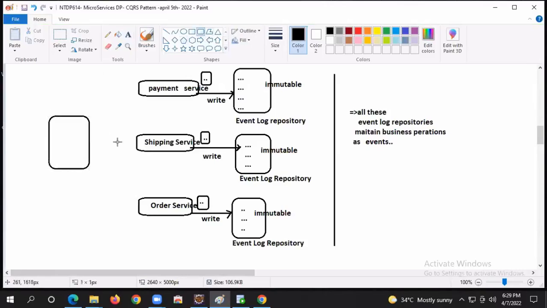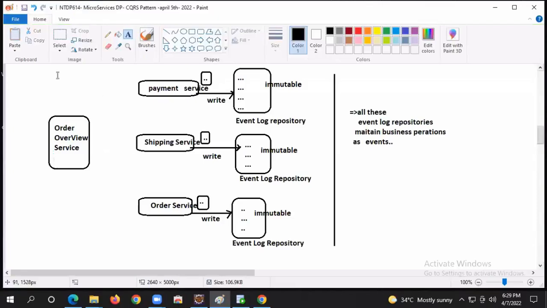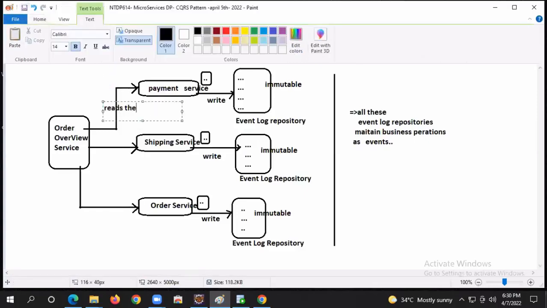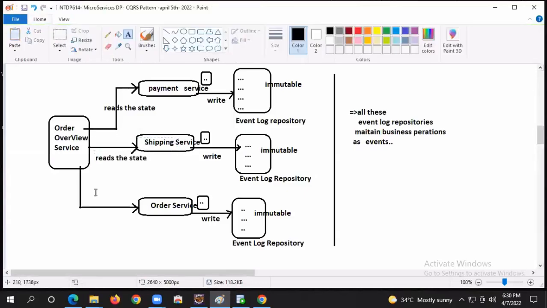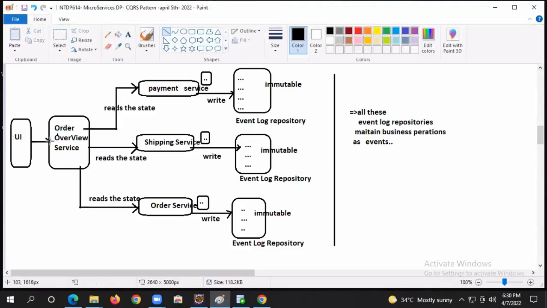Now tell me, here what is happening. This is the order overview service, guys, which talks to the payment service, reads the state, and gives it to the UI. It is the same first diagram, but I'm trying to give it in event activity mode. It reads the state and presents it to the UI. This is my UI. This is what we need to focus on.